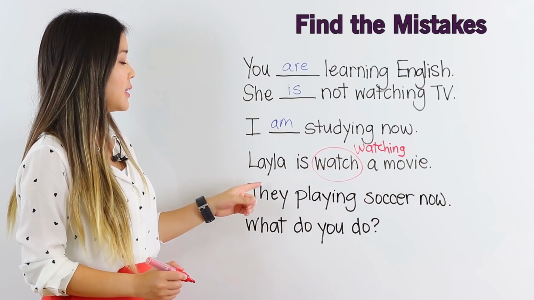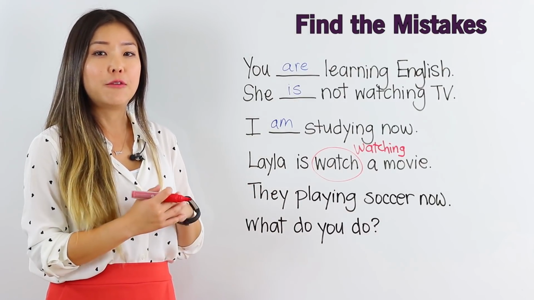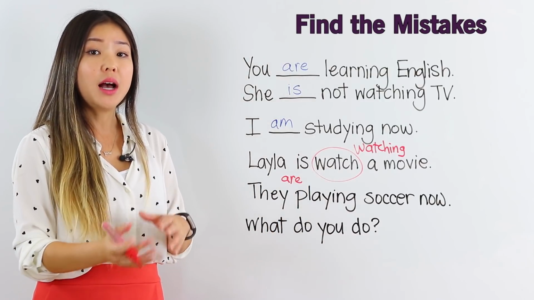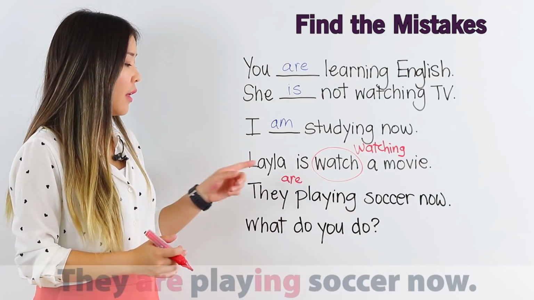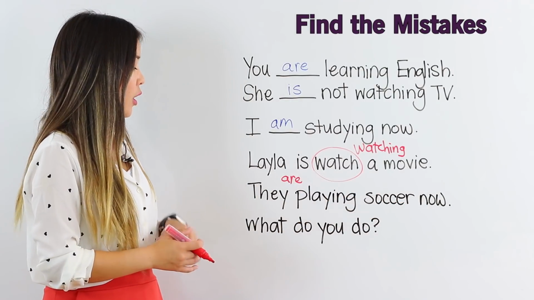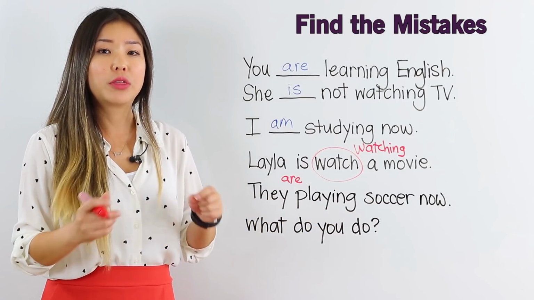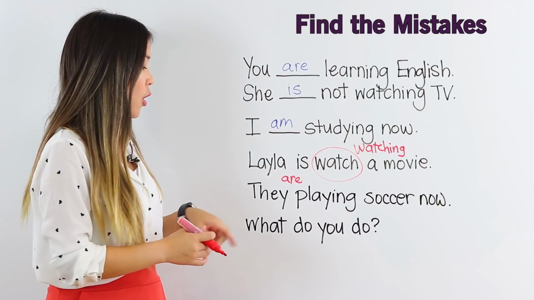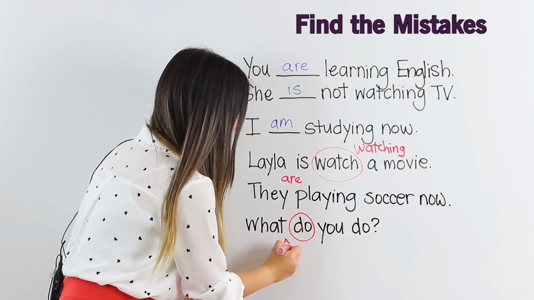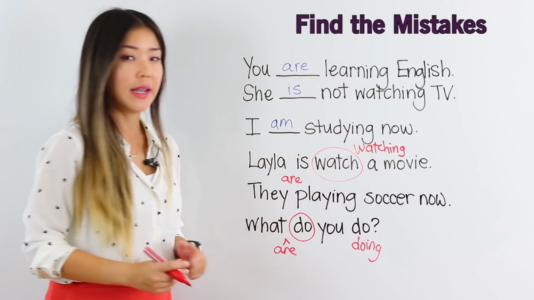The next sentence says they playing soccer now. What's missing? If you got it, the correct answer is we need the be verb are because the subject is they. They are playing soccer now. And finally, what do you do? If you want to ask somebody what they're doing right now, you say what, and the be verb are you doing.